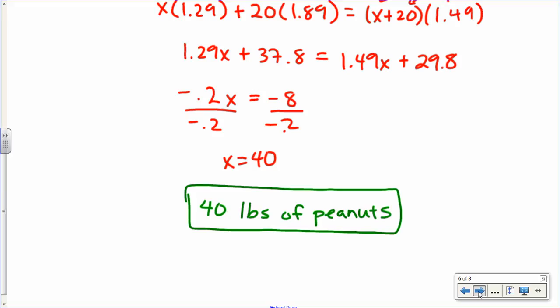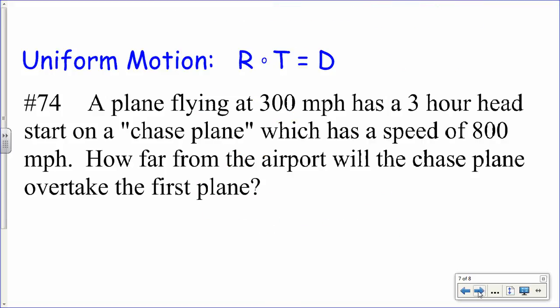All right, we're going to look at a different type. We're going to talk about uniform motion. So this is a time sign. So the motion formula is distance equals rate times time. So to do these motion type problems, you have to know that distance equals rate times time. So that's what the D, the R, and the T stand for. So rate is R, T is time, and D is distance.